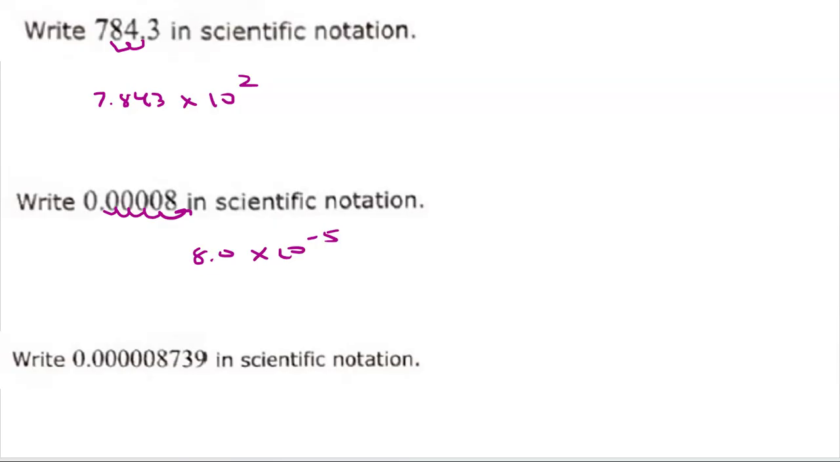And then the same thing for this one. I'm going to move it 1, 2, 3, 4, 5, 6. So that gives me 8.739 times 10 to the negative 6 power. Okay.